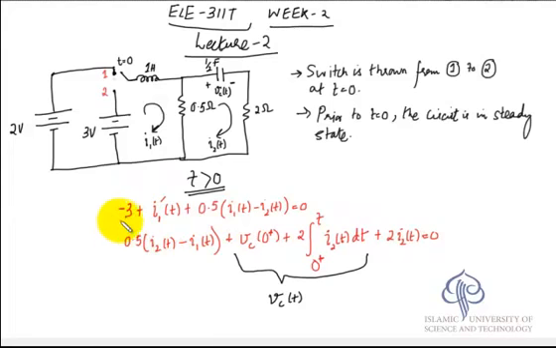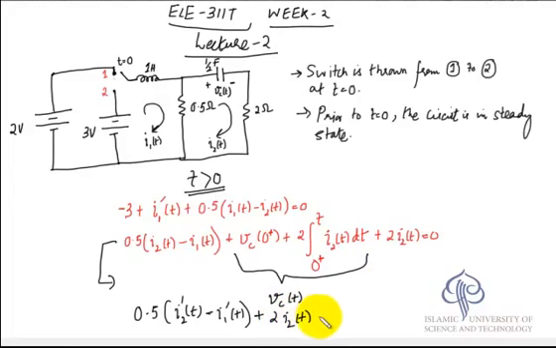The first one is a pure differential equation, the second is an integro-differential equation. So we'll convert the second equation also into a differential equation by differentiating throughout. When we do that, for the second equation we get 0.5 (I2'(t) minus I1'(t)) plus the differential of VC(0), which is 0, plus twice I2(t), and then plus 2 I2'(t) equal to 0.